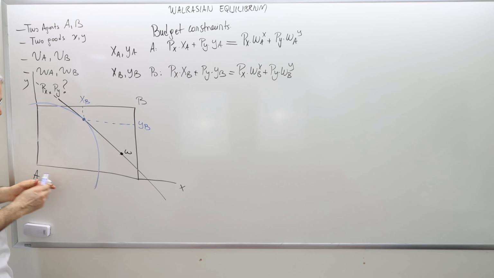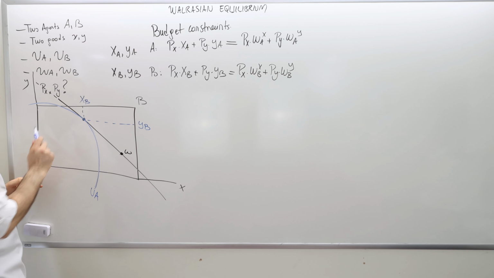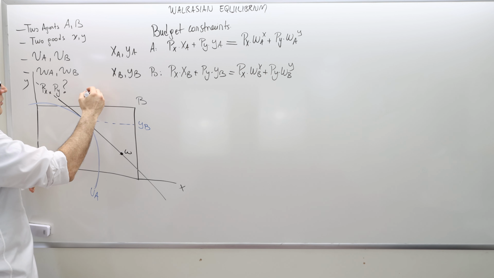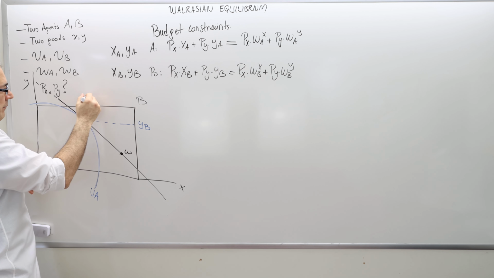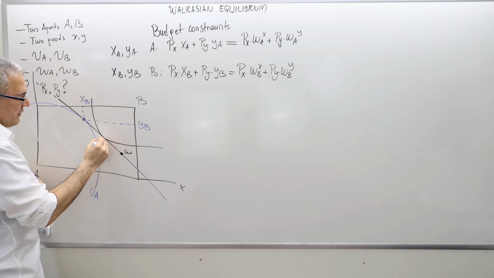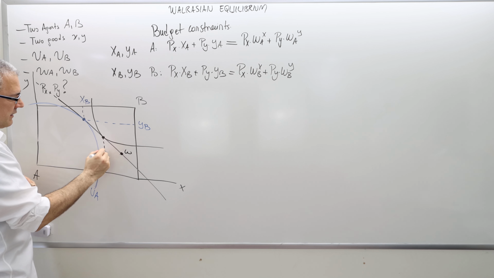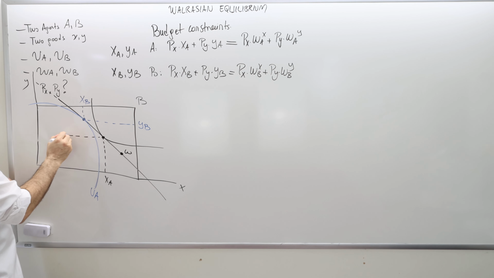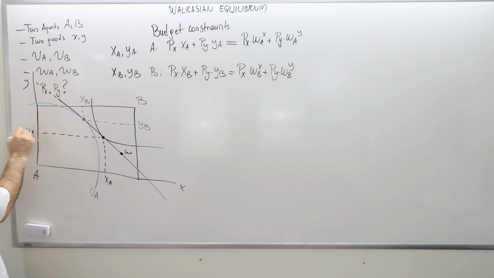So let's suppose this is agent A's utility, and this is where she maximizes it. And let's suppose agent A maximizes his utility subject to his budget constraint here. This is how much XA he would like to consume, and this is how much YA he would like to consume. All right?